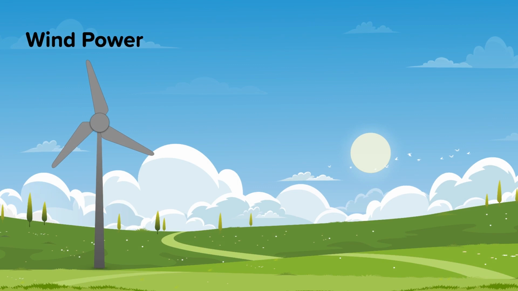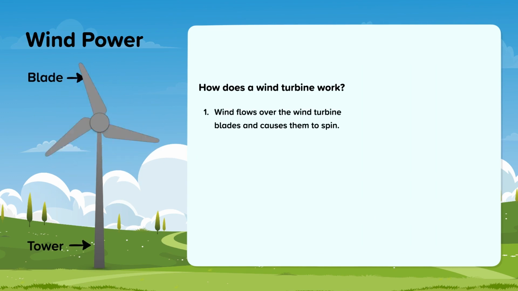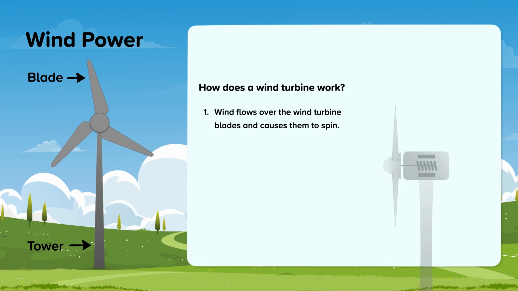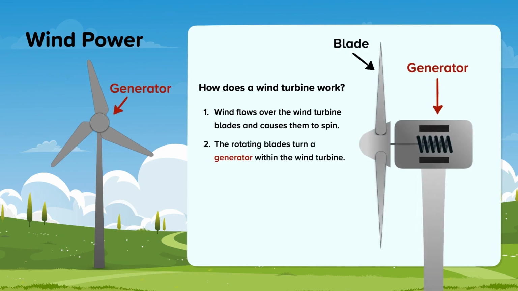A wind turbine is used to generate electricity from the wind, so how does a wind turbine work? Wind flows over the wind turbine blades and causes them to spin. The rotating blades turn a generator within the wind turbine. The generator generates electricity from the wind.